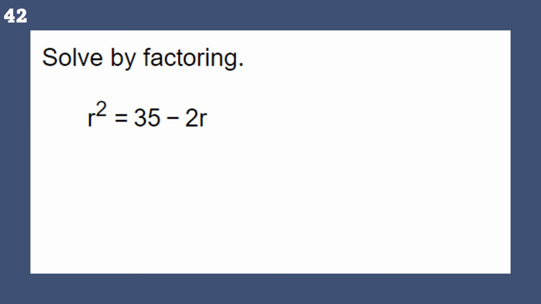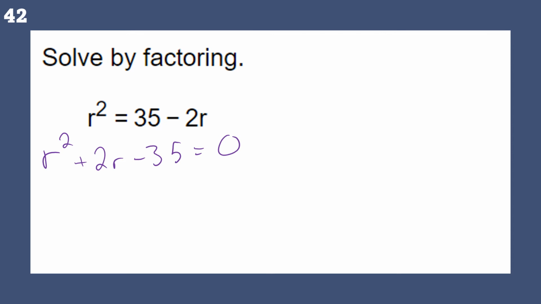Solve by factoring. This is a quadratic equation. So the first thing I'm going to do, if I'm going to solve it by factoring, is get it equal to 0. So I'm going to subtract and get things all over on the left, so it's equal to 0. So I have r squared plus 2r minus 35 equals 0.